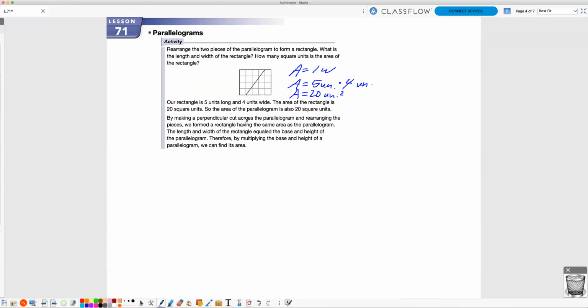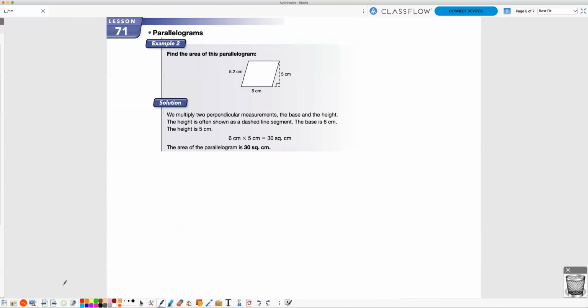By making a perpendicular cut across the parallelogram and rearranging the pieces, we form a rectangle having the same area as the parallelogram. So the area is the space that's filled in between all of the sides. So you can see there's 5 there, there's 4 there, 4 there, 4, 4, 4. It adds up to 20 square units. Let's find the area of this parallelogram.